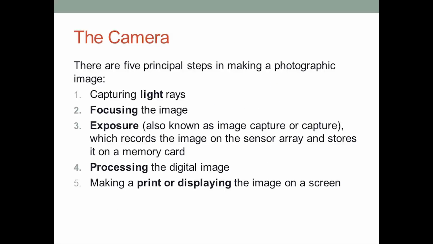There are 5 principal steps in making a photographic image. First is capturing light rays. Second is focusing the image. The third one is exposure, which records the image on the sensor array and stores it on a memory card. Number 4 is processing the digital image. And number 5 is making a print or displaying the image on a screen.